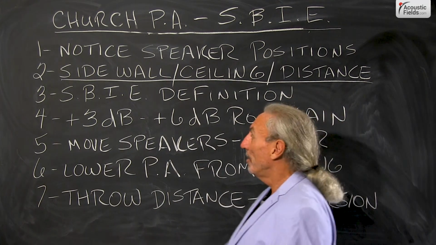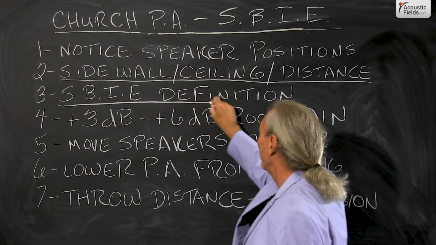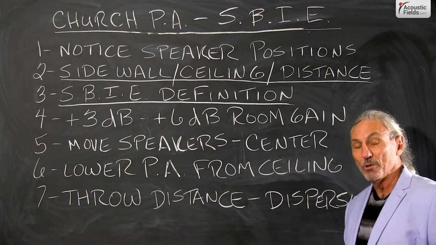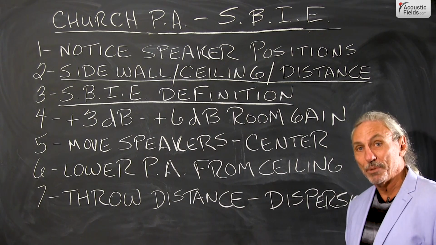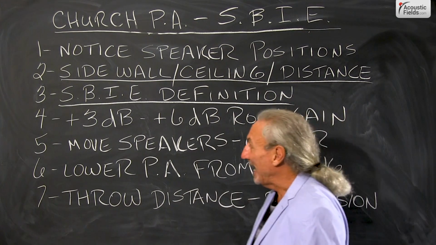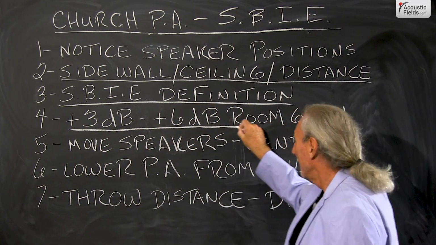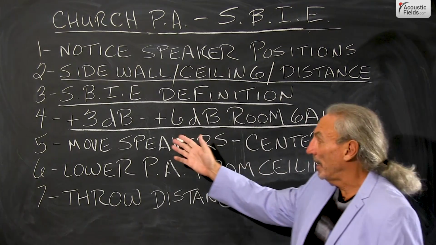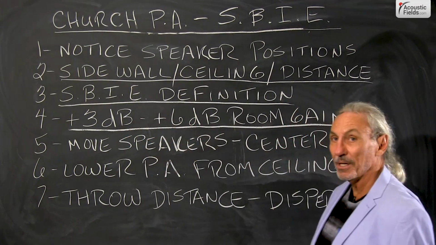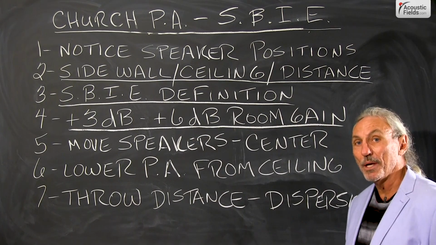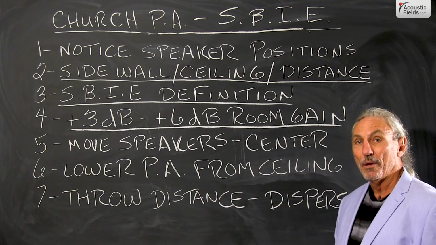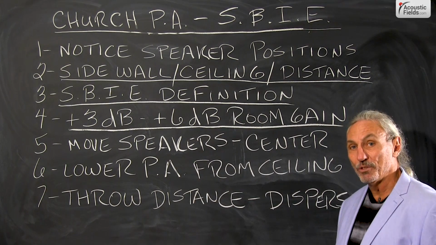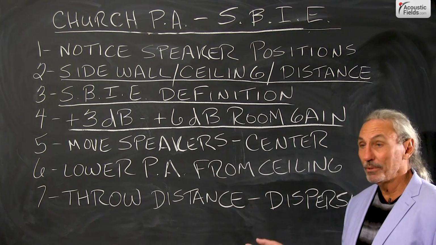So we know from our definition of speaker boundary interference effect, and this is an exact acoustic, physical law of physics principle, that we're going to add 3 dB to 6 dB of room gain. Why would we want 3 dB to 6 dB of room gain? Wouldn't we want to hear just the speaker? Wouldn't we want to hear just the amplifier? Wouldn't we want to hear just the music and not the room?